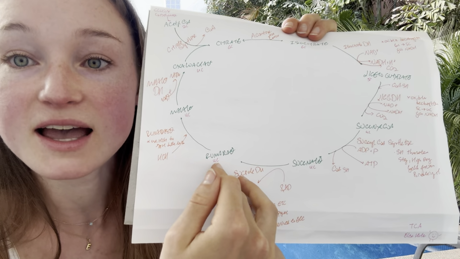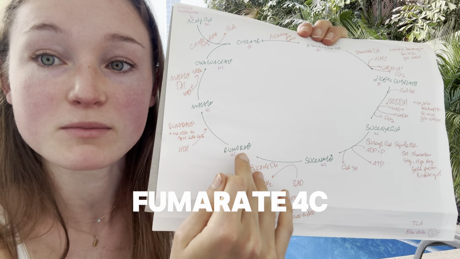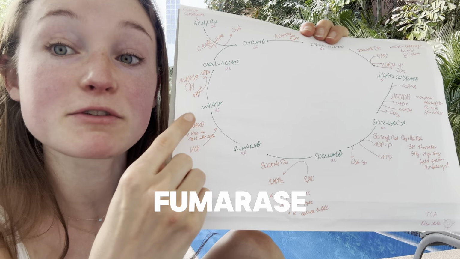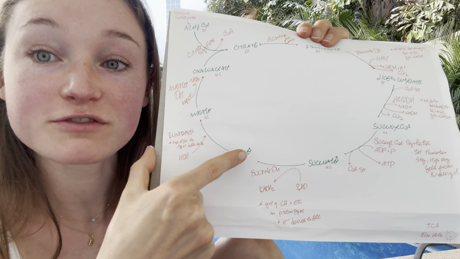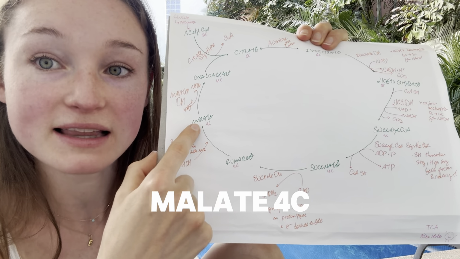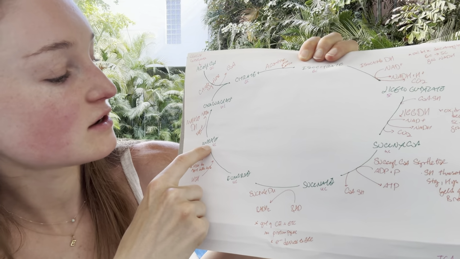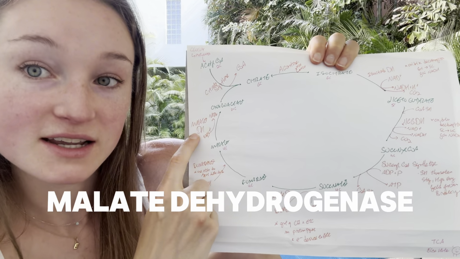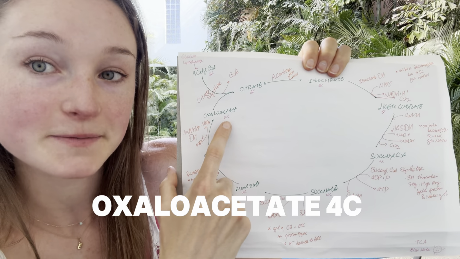Now we have the molecule fumarate, still a 4-carbon molecule, and we're going to use the enzyme fumarase to add water and turn fumarate into malate. Malate is a 4-carbon molecule. Now we have malate. We use malate dehydrogenase to oxidize malate into oxaloacetate.